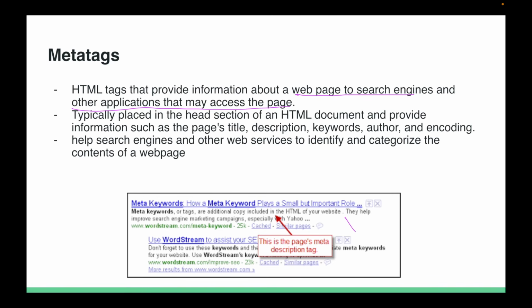Oftentimes, when you actually see a link or you see a result in Google, the text will be what is specified in the head of the HTML as being the description, the title, possibly other information. Right here, there's just the description, the title. But I know that that metadata can be used for other things as well and can be displayed in other places potentially.